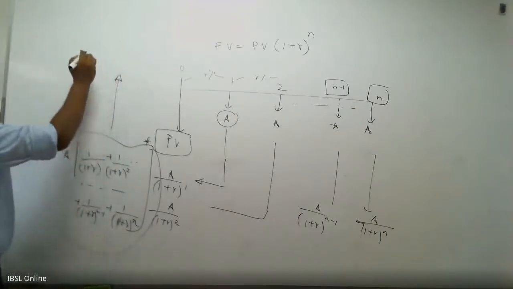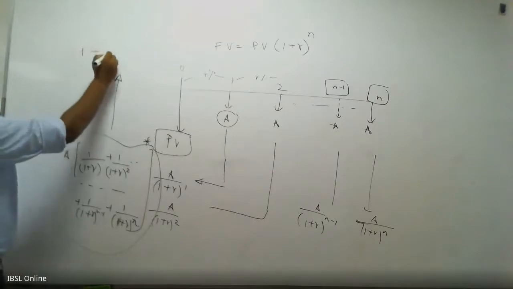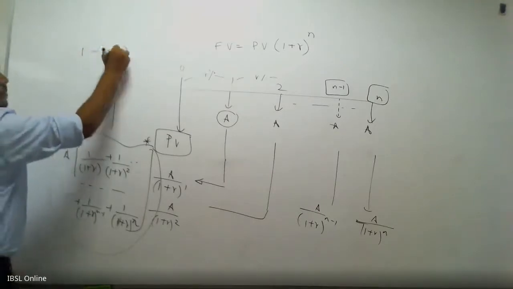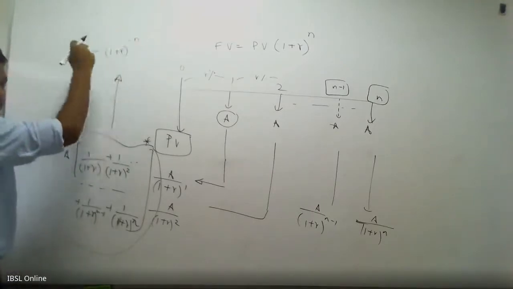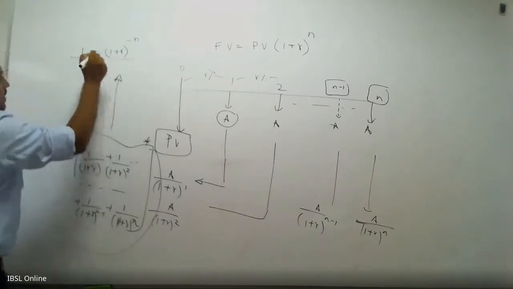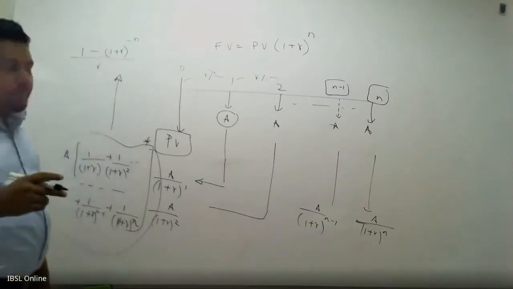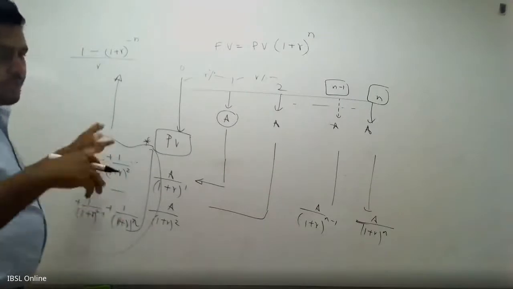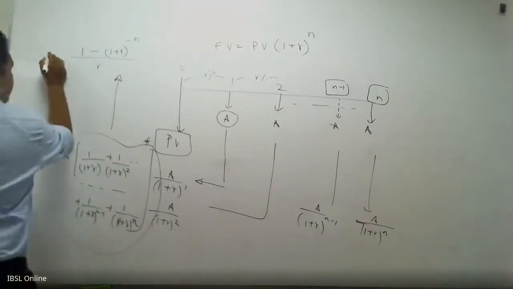That is going to be 1 minus 1 plus r to the power minus n, instead of plus n in the previous equation, divided by r. Do we see some commonality here with the previous equation? Previous one, now this is the present value.